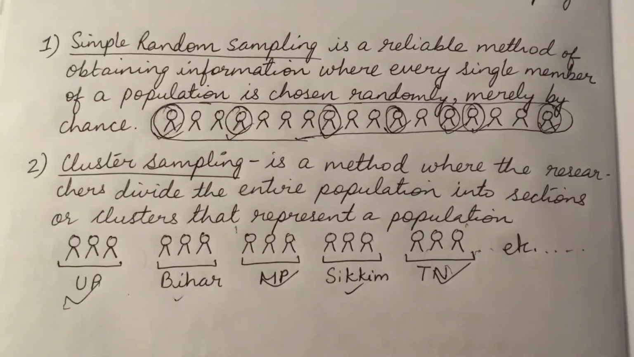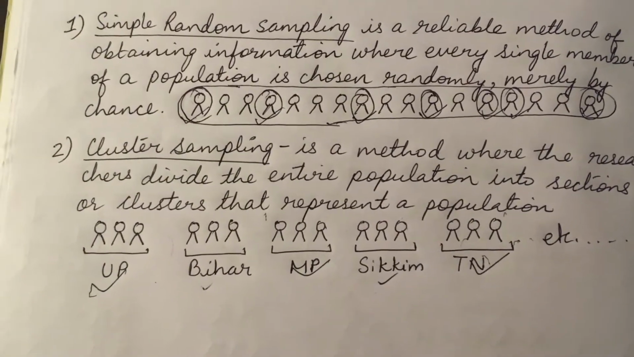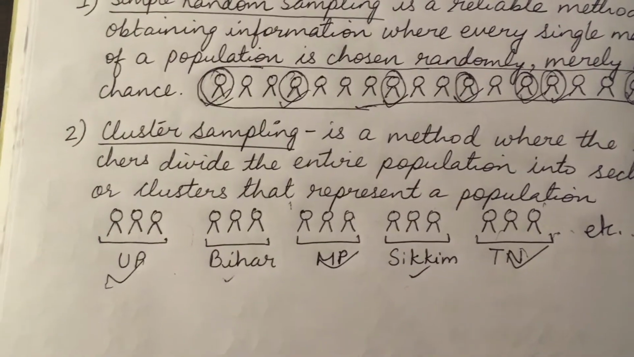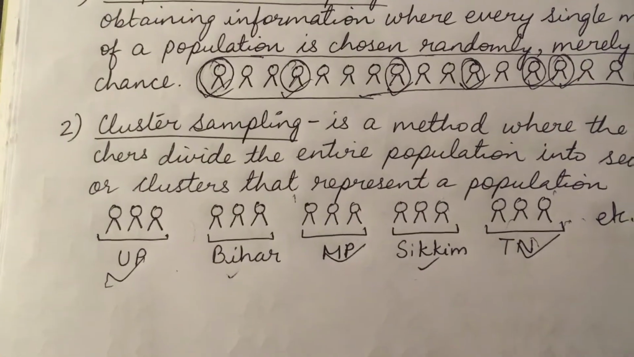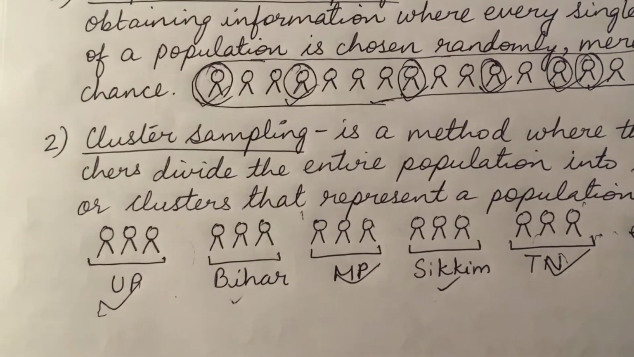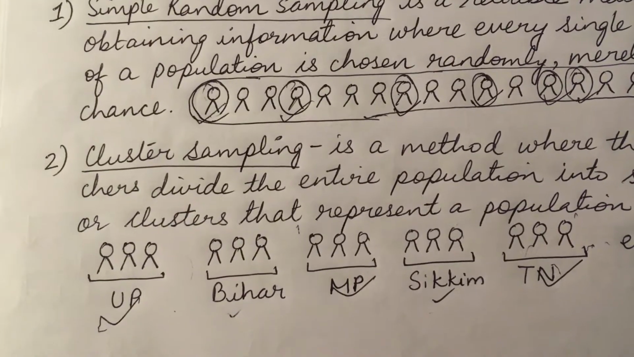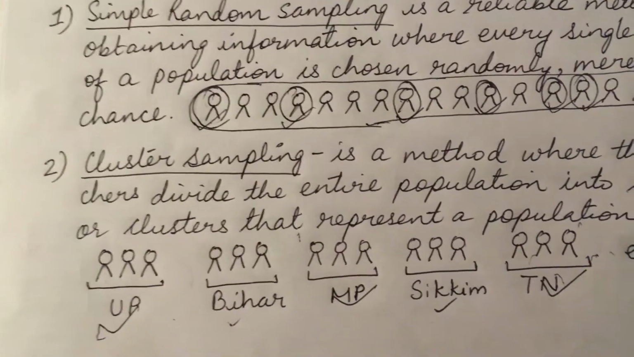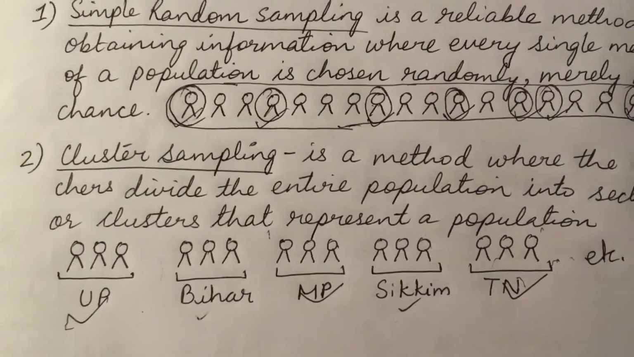Cluster sampling. This is the method where the researchers divide the entire population into sections or clusters that represent a population, and clusters are identified and included in the sample based on certain demographic parameters like age, gender, location, etc. And this method makes it very simple for a person who creates a survey to derive effective inference from the feedback. So let's understand with an example.